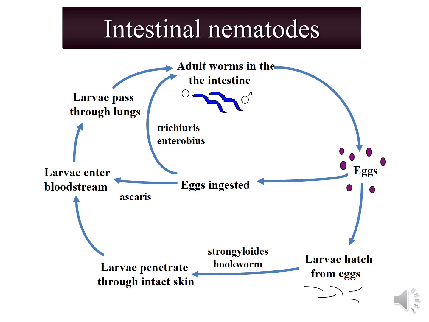Another way of entry is that the larva hatches in the soil and then penetrates through the intact skin of the person. This mode of transmission occurs with Strongyloides stercoralis and the hookworms. So both ways, these larvae enter the bloodstream. After entering the bloodstream, they pass via the liver, heart, lungs, and through the lungs they come up to the esophagus, and then they are swallowed back, and the parasite matures in the intestine of the host.